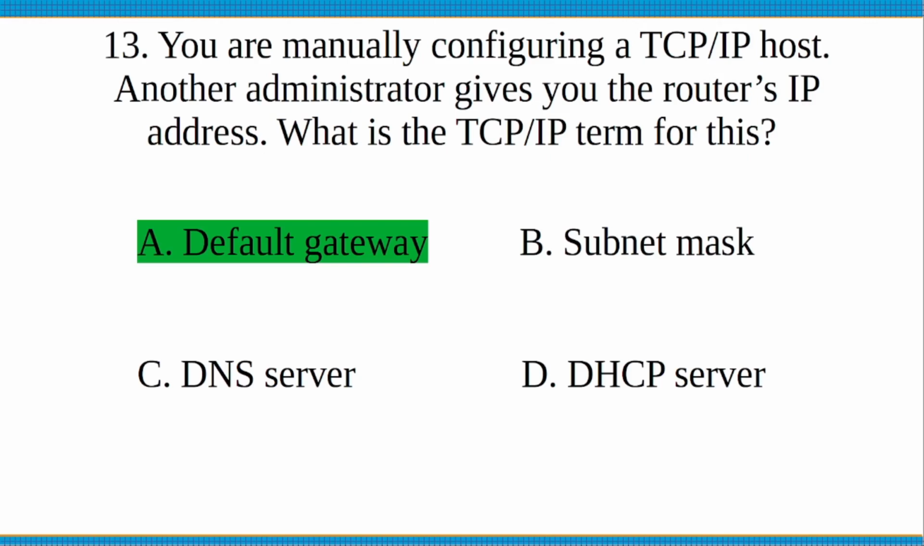The subnet mask tells a host which network it is on. The DNS resolves hostnames to IP addresses, and the DHCP server provides IP configuration information to hosts.